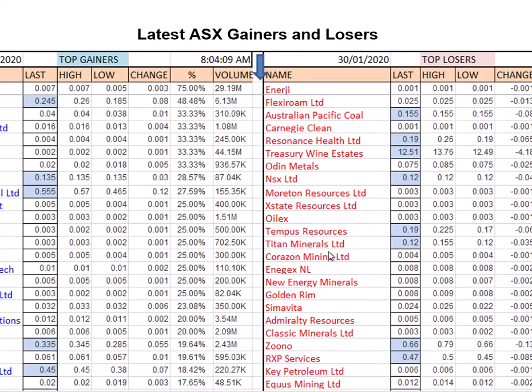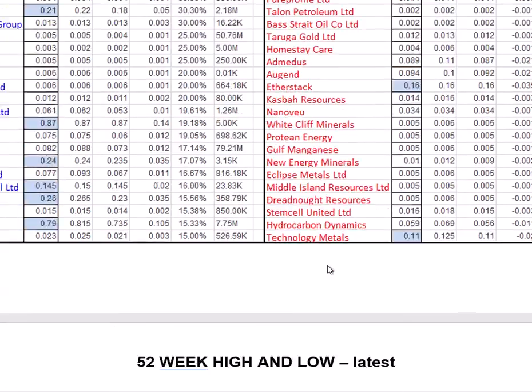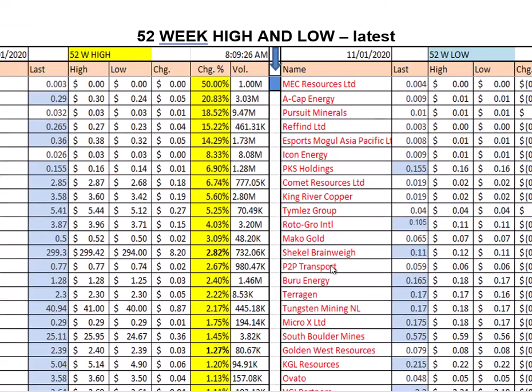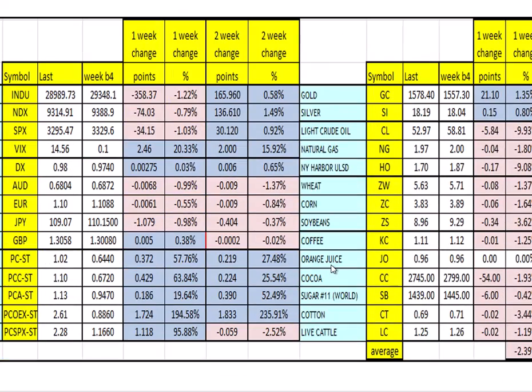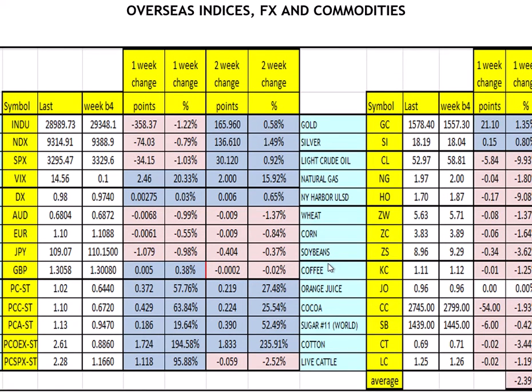Again, we also give you the top gainers and the top losers, what happened the day before, and the 52-week high and the 52-week low, to give you some more perspective about the market. And every weekend we also tell you what happened for the major markets, the foreign exchange, also the various commodities, what happened, the changes from 1 week to week, and also 2 week in collective change.